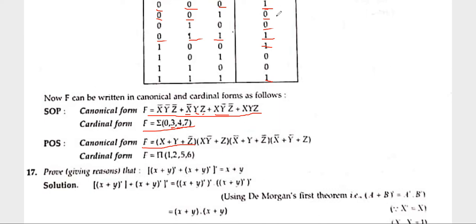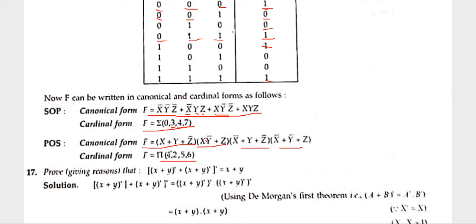So with respect to all the zeros, you are able to find the sums. All sums will be here. A plus symbol is missing here, so the plus symbol will be applied here: x plus y complement plus z. Okay, so with respect to all the respective max terms, you are able to find the cardinal form also.